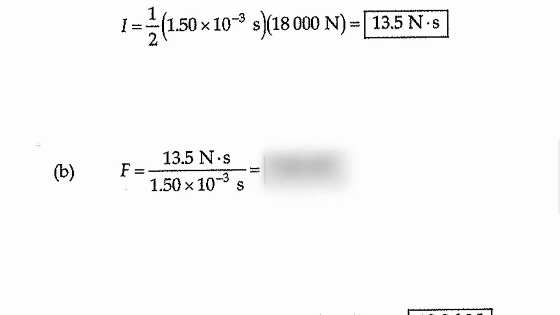So for part B, you'll get force equals the quotient of the impulse divided by the time. So it's going to be 13.5 newton seconds over 1.5 times 10 to the negative third seconds. And that equals 9 kilonewtons.